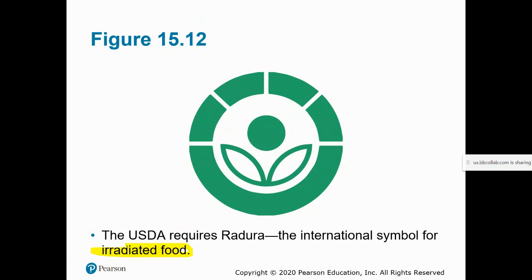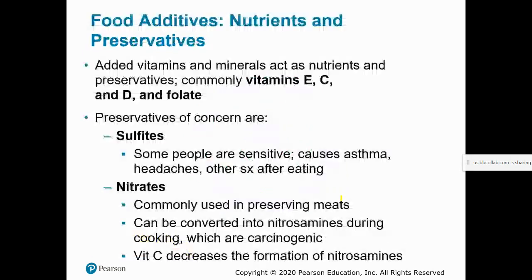Irradiating our food is somewhat controversial. So the USDA, the Department of Agriculture, does require this symbol to be put on any food that has been irradiated, so that any consumers who are aware of what the symbol might be indicating can choose if they want to ingest an irradiated food or not.